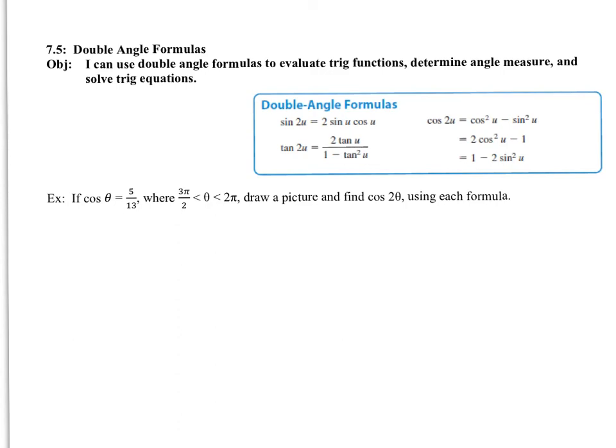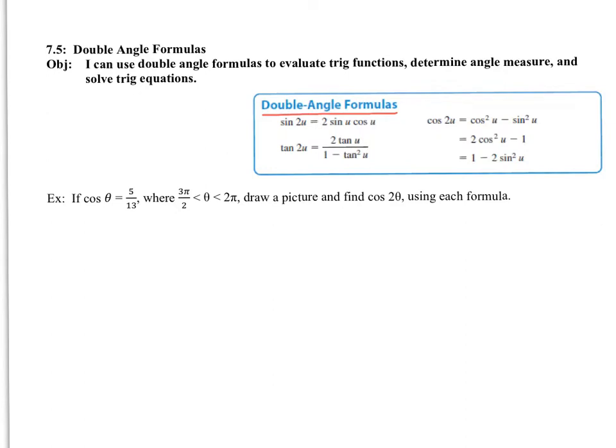Our final set of formulas comes in lesson 7.5, the double angle formulas. In this lesson, we'll create just one triangle for each problem instead of two. We'll expand the double angle formulas to evaluate. Over on the right, we have double angle formulas for sine, cosine, and tangent.